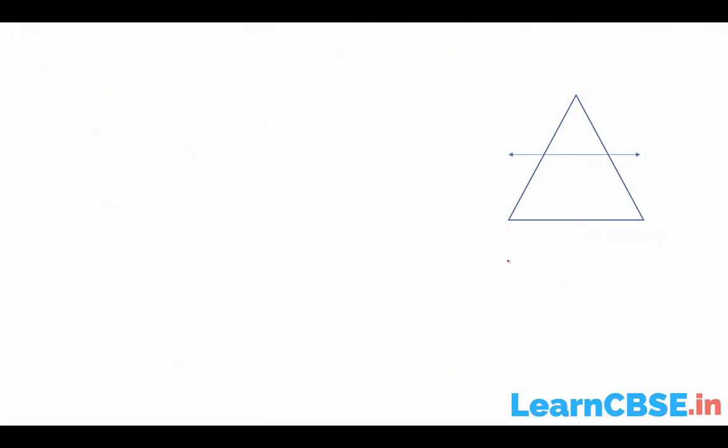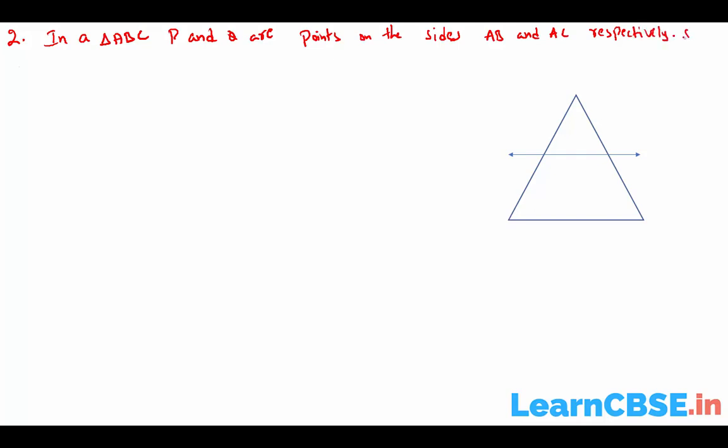Going for the next problem. In a triangle ABC, P and Q are points on the sides AB and AC respectively, such that PQ parallel to BC.